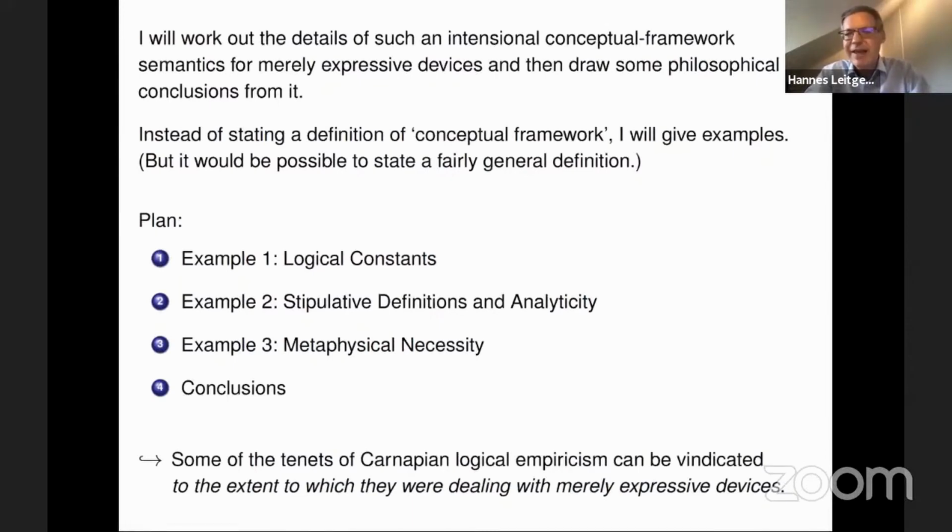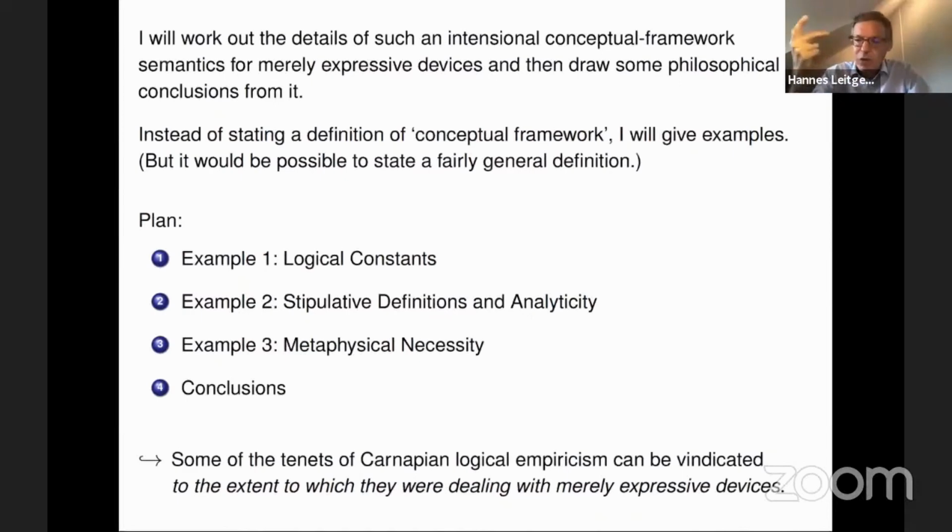So my methodology is a bit like, say, Tarski on truth. He doesn't define truth for variable L, but he shows us how to define truth for very interesting, sufficiently paradigmatic object languages. And then in that way, you can see how to extend the same approach to other application cases, other languages for which you might want to define truth. And you can do it in a similar way. And the same methodology I apply here. And my 3 examples of merely expressive devices will be, as promised, the logical constants. Then I will argue that stipulatively defined terms are merely expressive devices too.